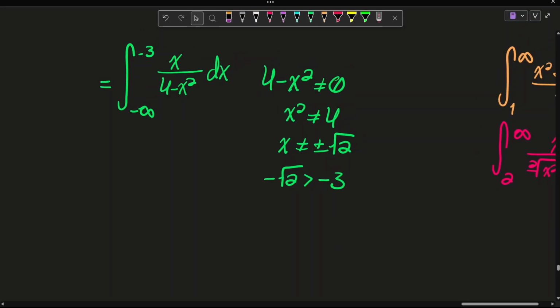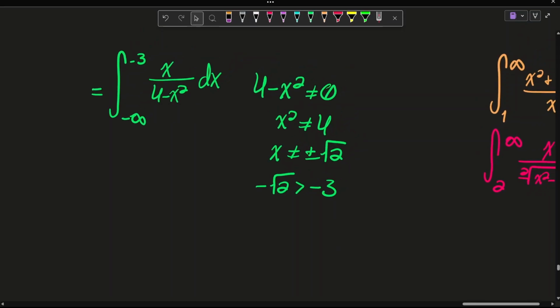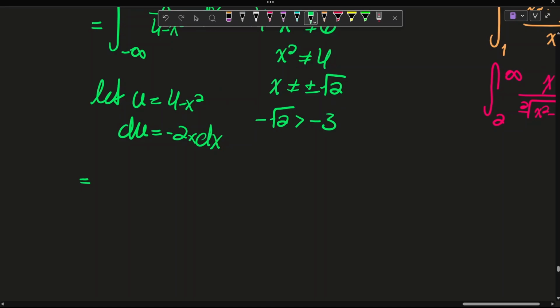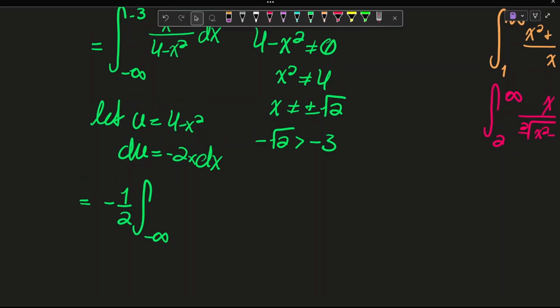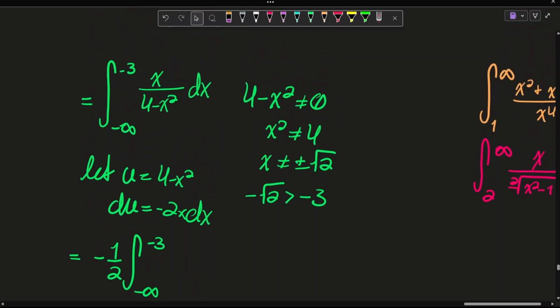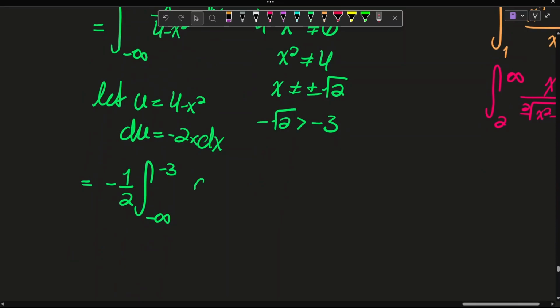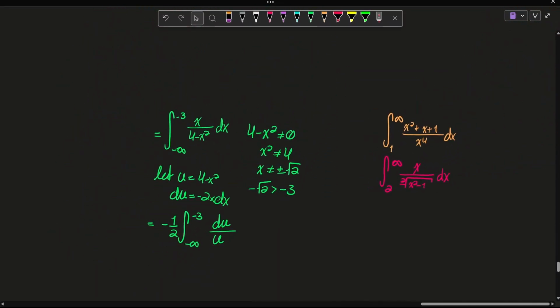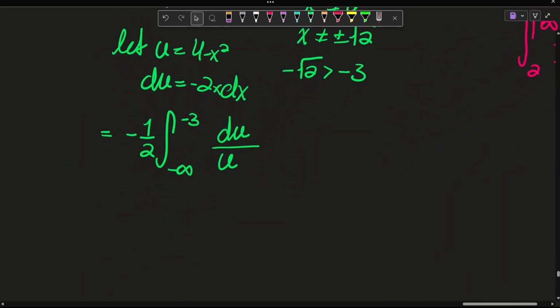Now in solving this, how do you solve this? Okay, we'll do a u sub. Let u equal 4 minus x squared. Du equals negative 2x dx. Easy. Now you get negative 1 half integral from negative infinity to negative 3. The x's cancel out. You get du over u. Really pretty simple.